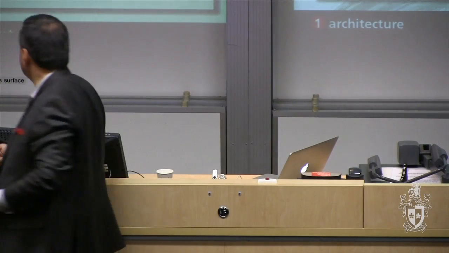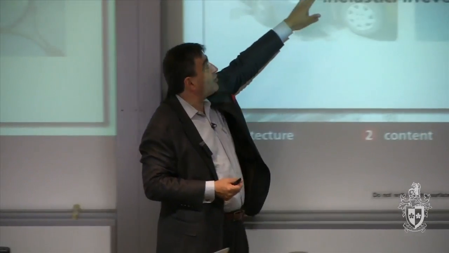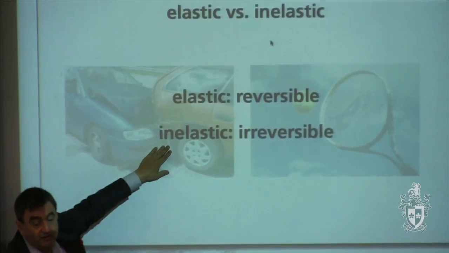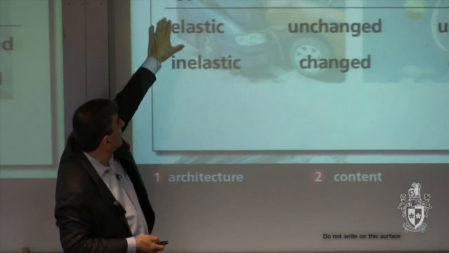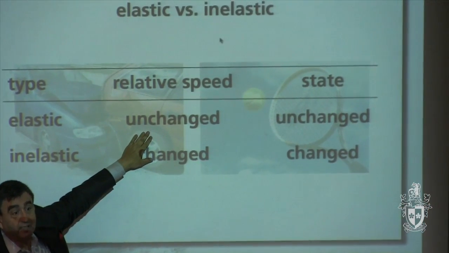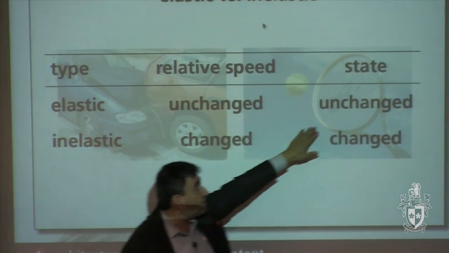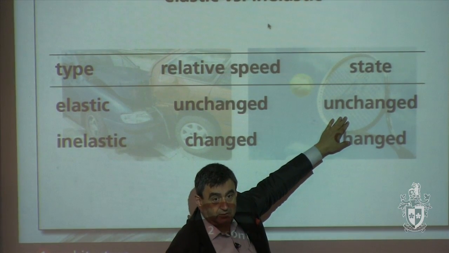So the big hallmark is that elastic collisions are reversible, whereas inelastic collisions are irreversible. Let's make a table. If you have an elastic collision, the relative speed is unchanged, and therefore kinetic energy is the same before and after the collision. But the state of the object is also unchanged.